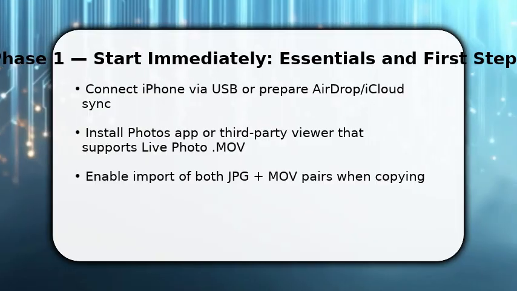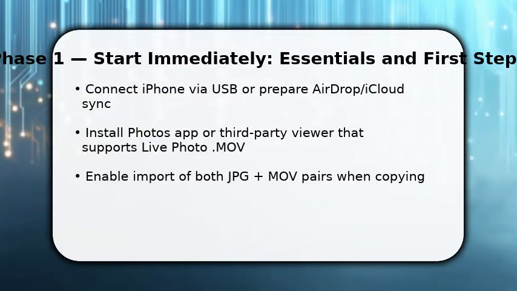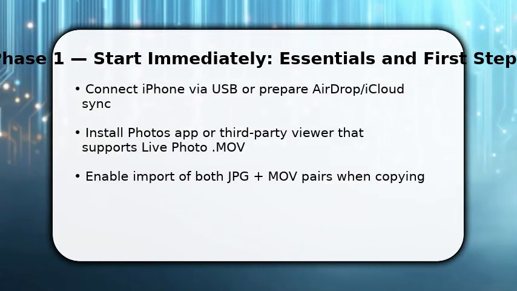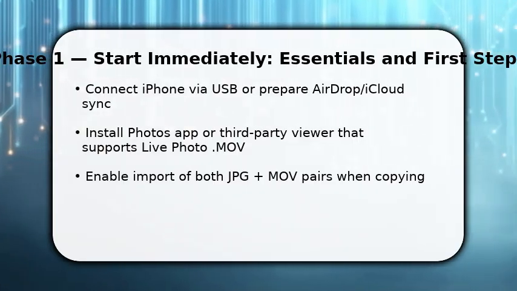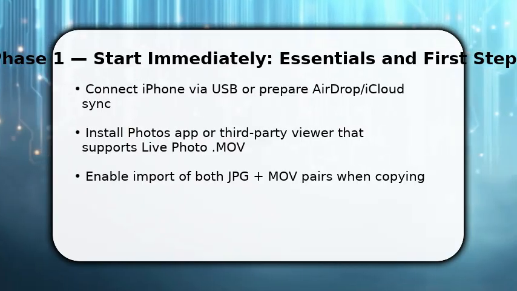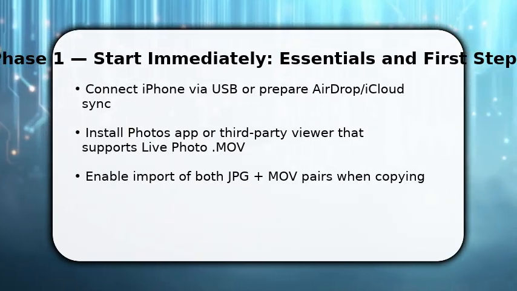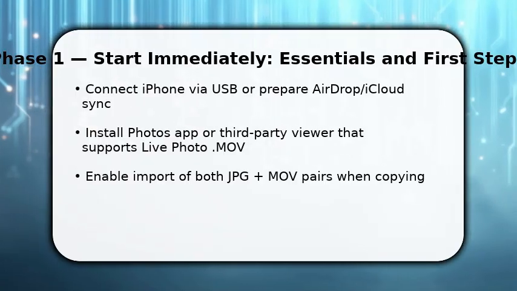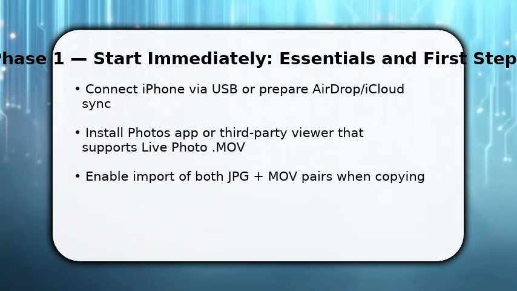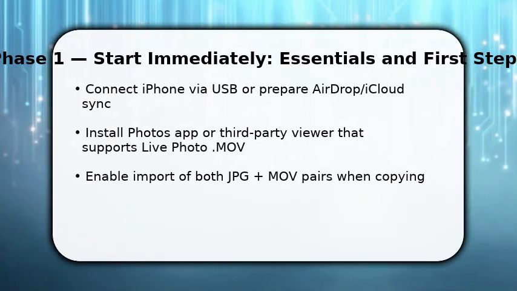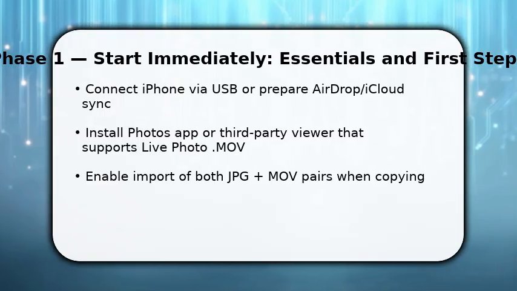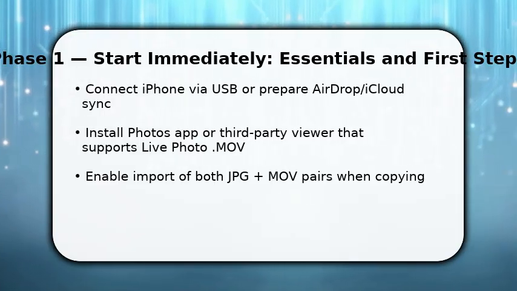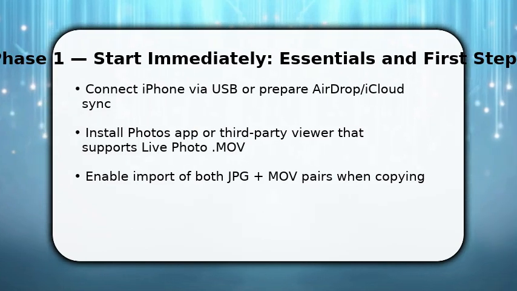You start by getting the files onto the PC. Plug your iPhone into USB, or make sure iCloud Photos has synced. Once done, open the Photos app or install a viewer that supports live photo pairs, because live photos are two files, a still JPG plus a short MOV. Make sure your import settings allow both file types, otherwise you'll only get the still image. This avoids missing the motion layer, which is essential to recreating the live photo experience.